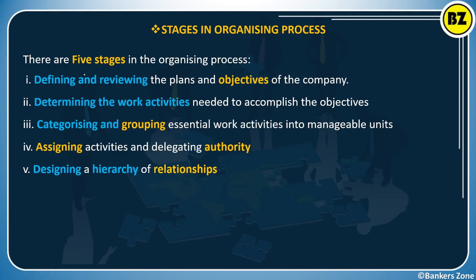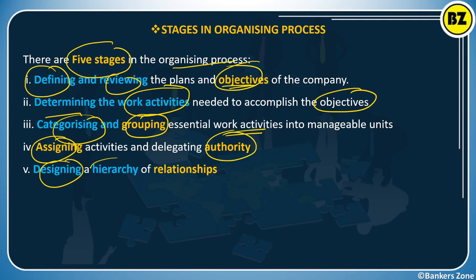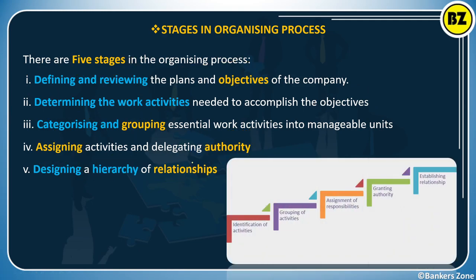So let me repeat what five stages we generally have. We should first define the objective and review the objective, then determine what work activity needs to be done for that objective. Next, we make groups or categories for the work activity. Then we assign the authority to do the work and design the hierarchy for that work. So these are the five stages in the organizing process. You can also go through the pictorial representation.